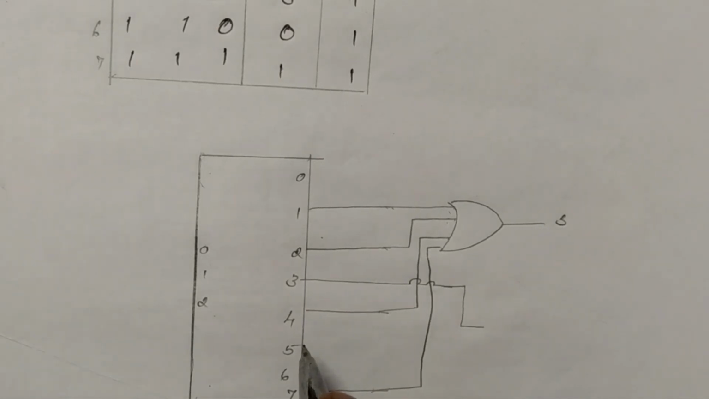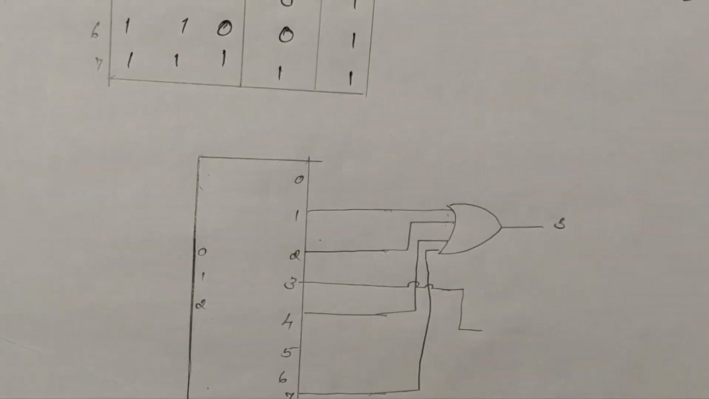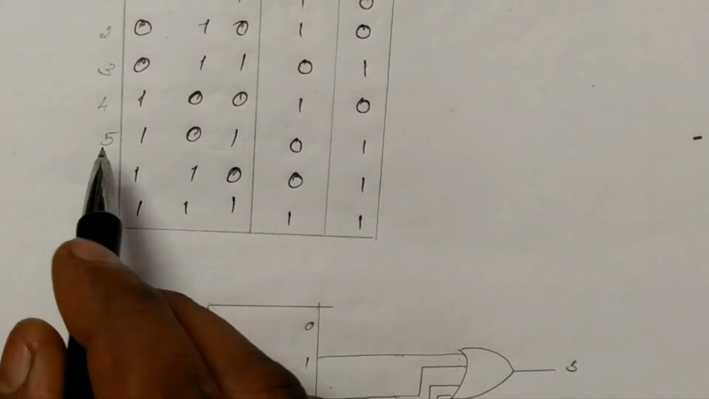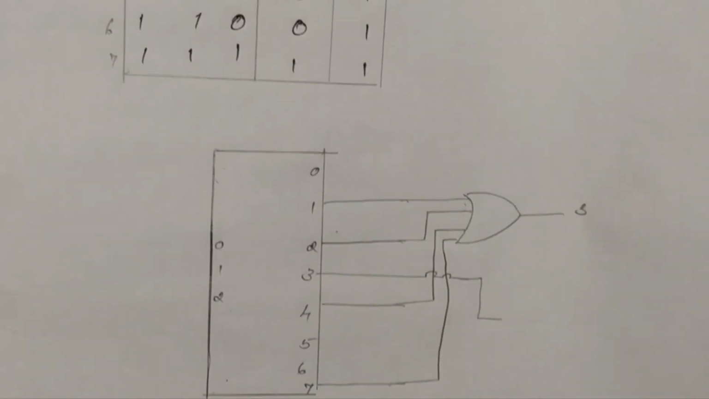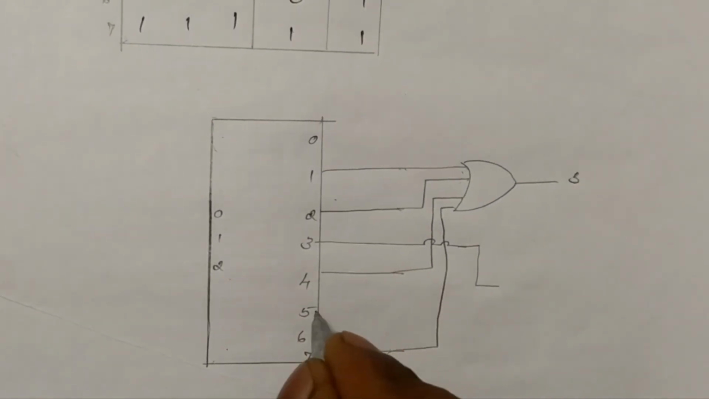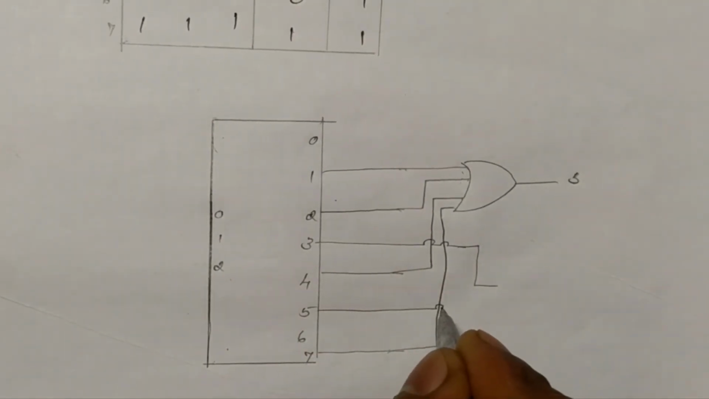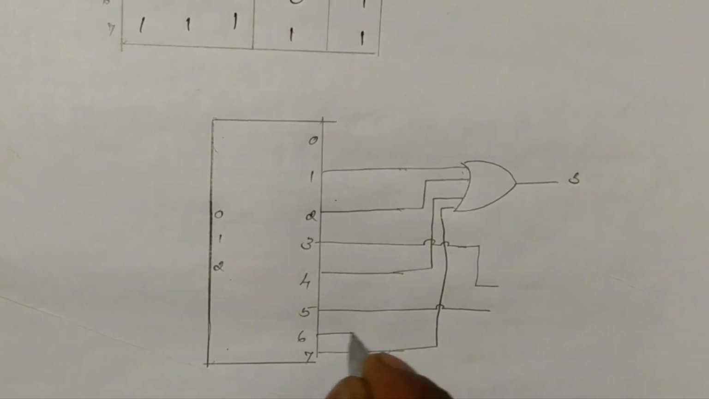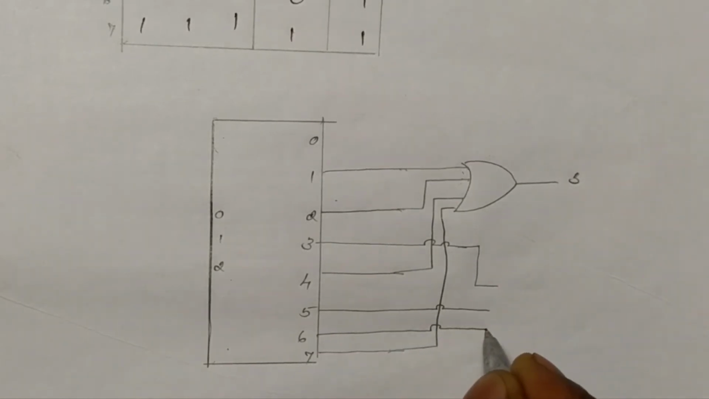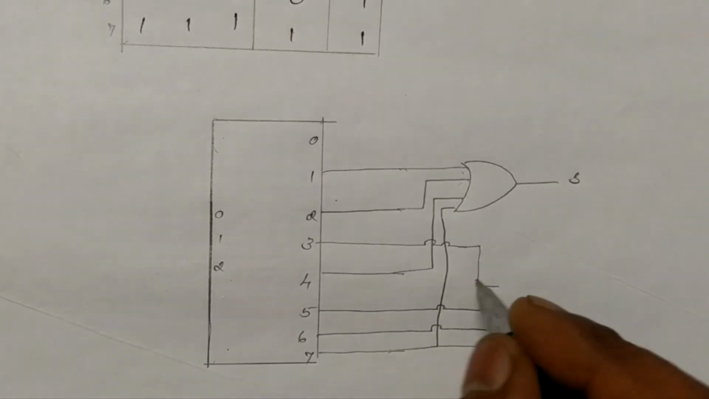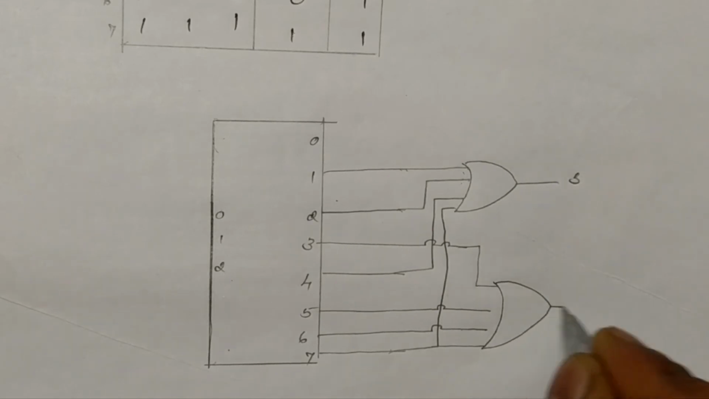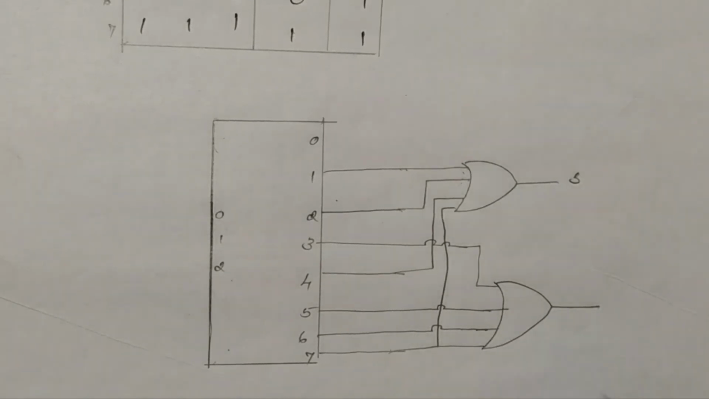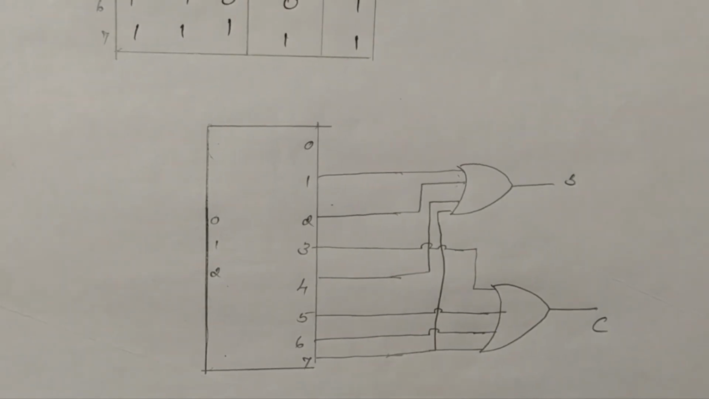Then we are having the value equivalent to 5, then 6, then 7. These places we are having the output as 1. Therefore here we are having 5. Here it's 6. And finally here it's 7. Okay, so here also we need to go for an OR operation. So here it's equivalent to carry C.